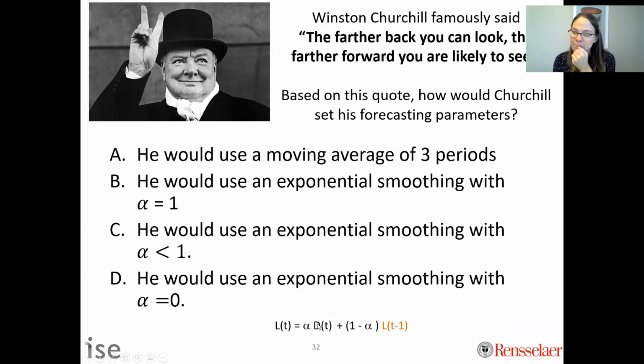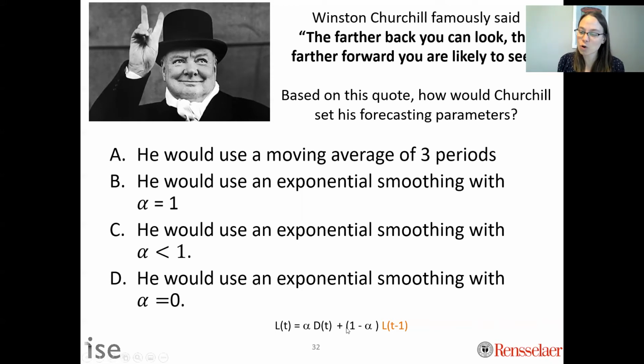That's an extreme case where you basically only care about the most recent and ignore everything else. If you look at the other extreme case, alpha equals 0, what that says is I don't care at all about the most recent, and I'm going to weight everything in the past really similarly, kind of 1 over n style. So it would look really, really far into the past. So I would say D would fit Churchill's mantra, but it wouldn't be that interesting of a forecast. So with alpha less than 1, C or D would be the correct answer here.